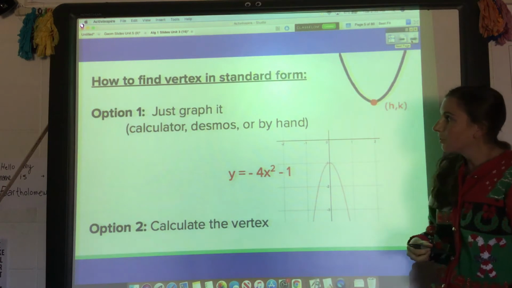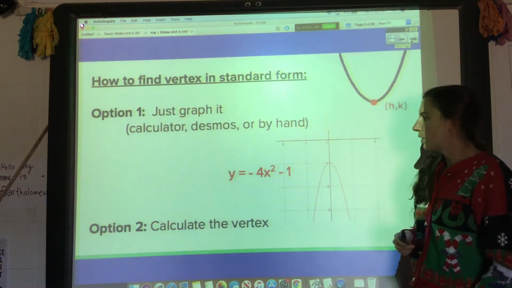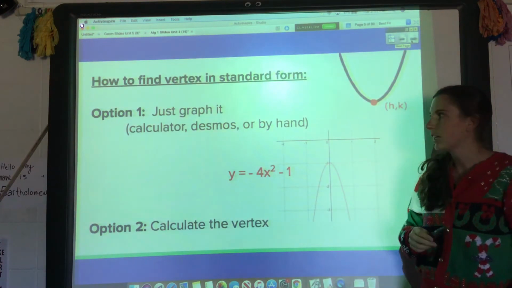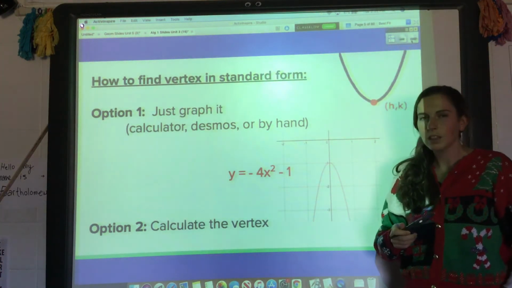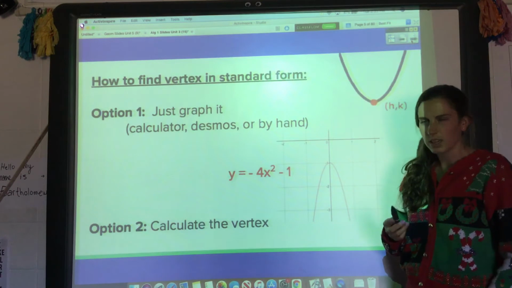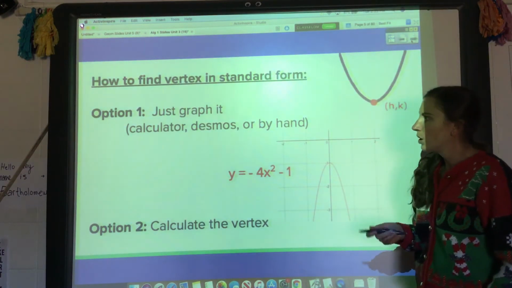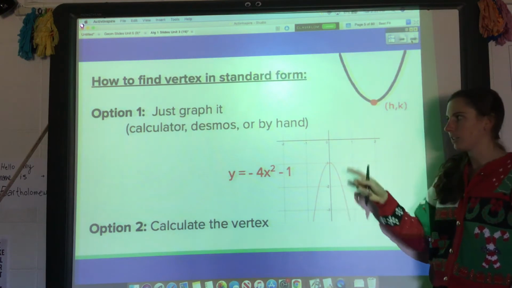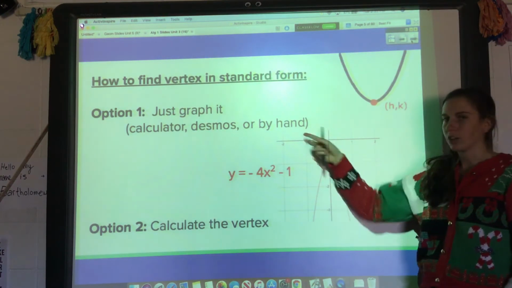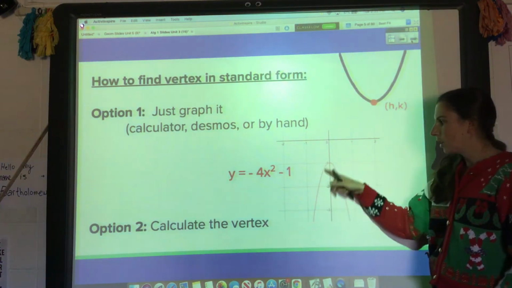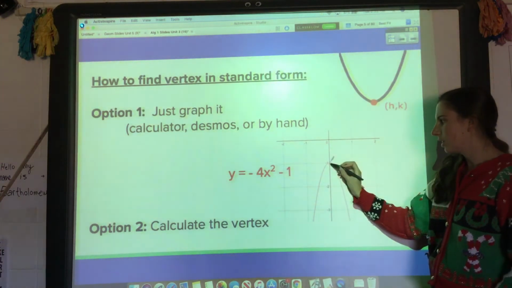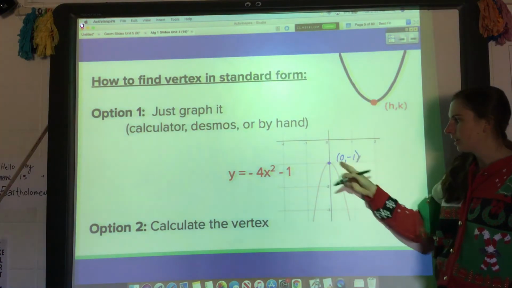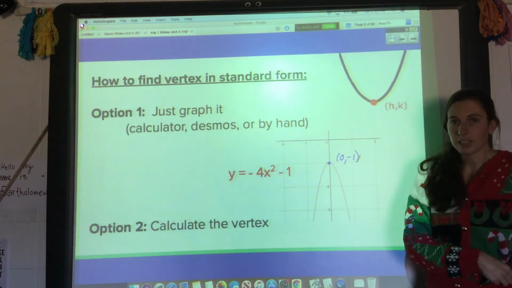Okay, so there are a few different ways you could find the vertex. If you have an equation that's in standard form rather than vertex form, it's a little harder to find the vertex, but it's not that crazy. So you have two options. One is you can always graph it. You can use Desmos, your calculator, or graph it by hand and see where the vertex is. In this case, it's at 0, -1.